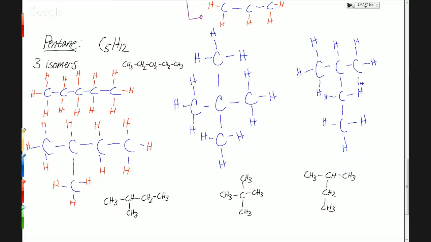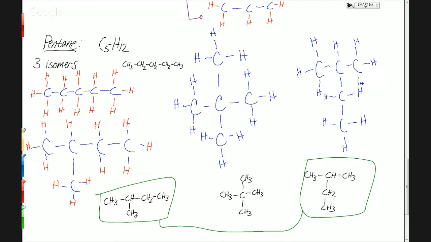So would you say that that one is a fourth isomer, a different isomer, or is it the same as one of these other ones? It's the same. It's the same as what? The bottom left one. Yeah, these two are actually the same. Let's think about how we would know that.